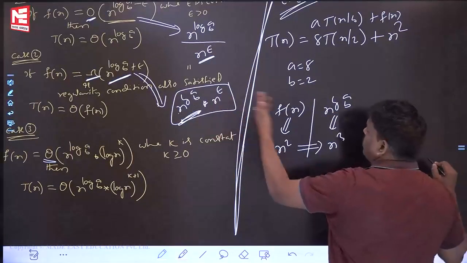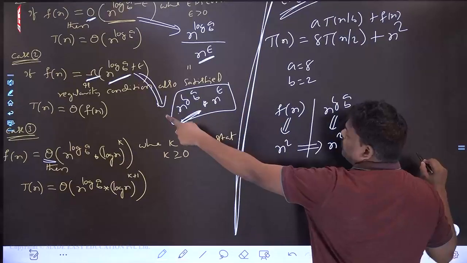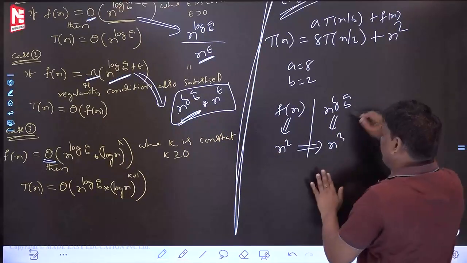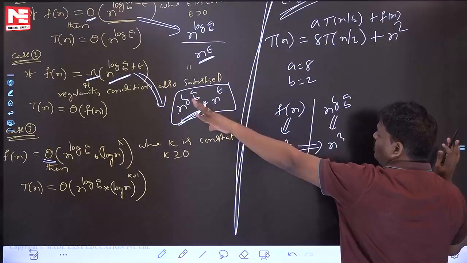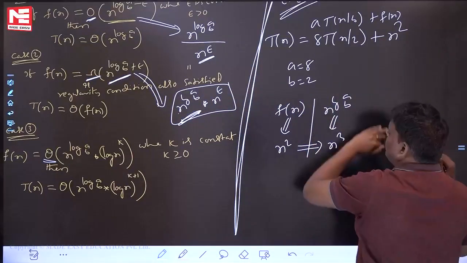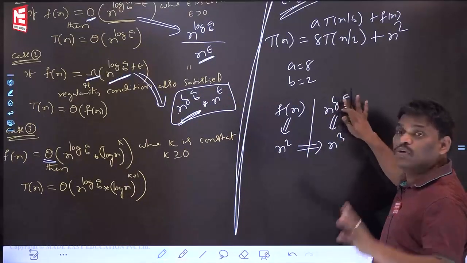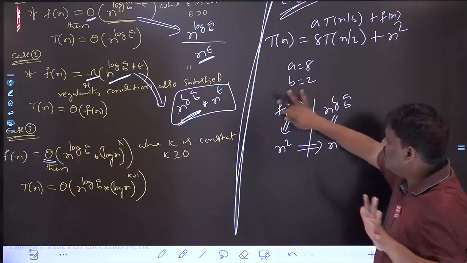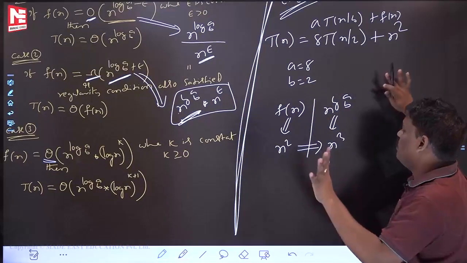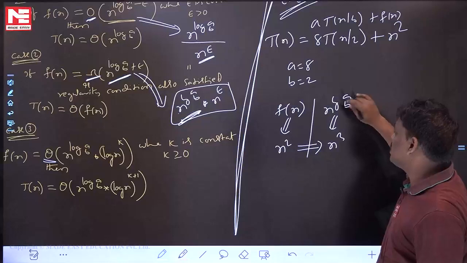See the master theorem also. Left is f of n. I wrote the same; right is n power log a base b. I wrote it in a similar format: left is f of n, right is n power log a base b. We will always talk about the right only. Let's come to the right.